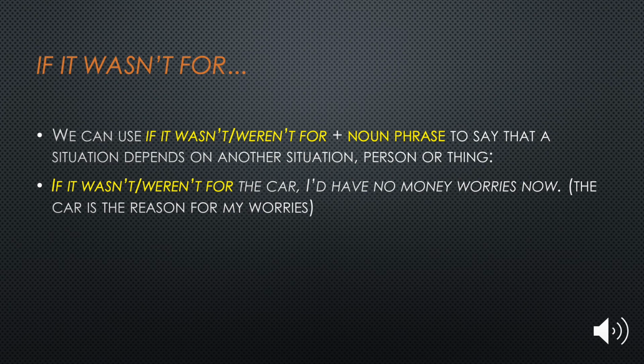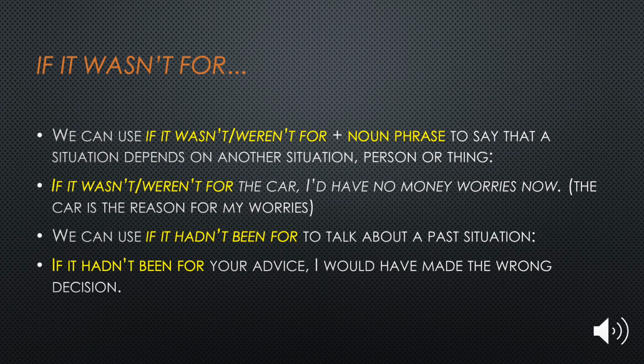Or we can express the same idea, but now in the past. So now we can use the expression if it hadn't been for to talk about something in the past. So if it hadn't been for your advice, I would have made the wrong decision. So here we have, let's say, two expressions: if it wasn't for or if it weren't for, and if it hadn't been for to talk about the past situation.